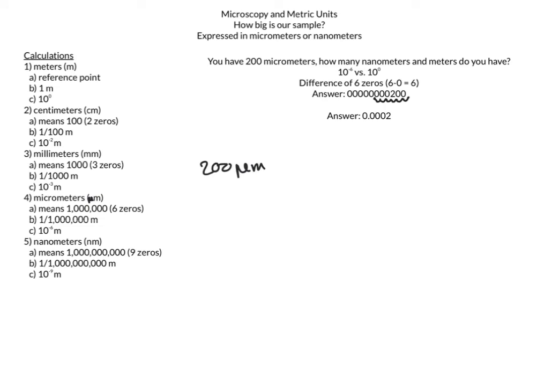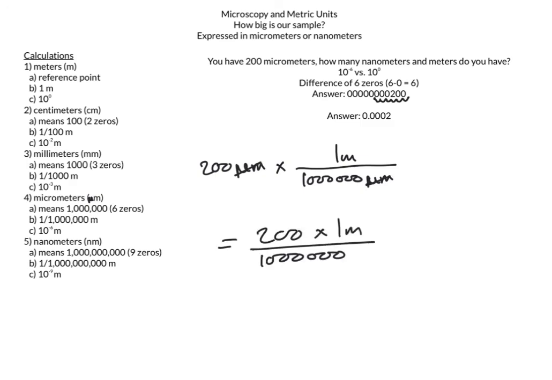200 micrometers multiplied by 1 meter over 1 million micrometers. Cancel the micrometers, and we now get 200 times 1 meter over 1 million. So 200 meters over 1 million gives us 0.0002 meters. This concludes our video covering information on microscopy and metric units.